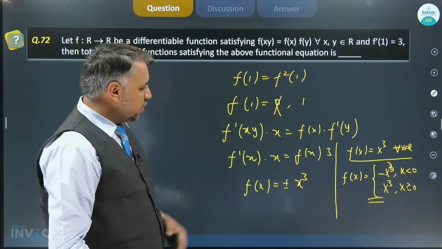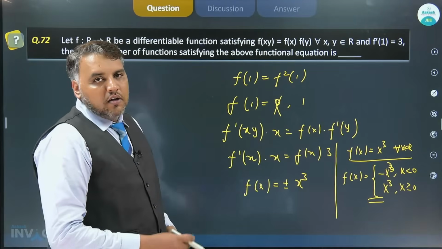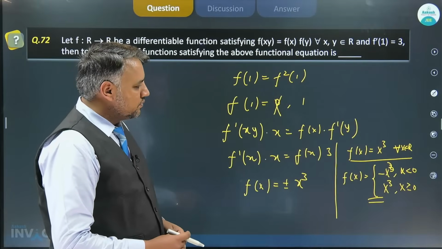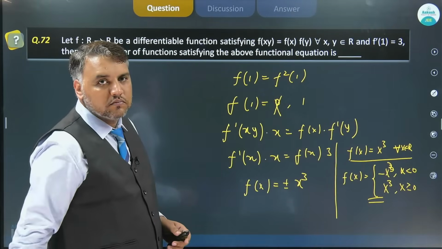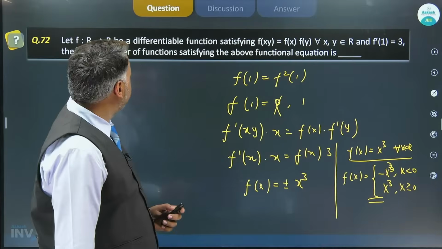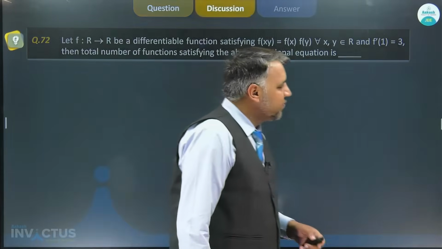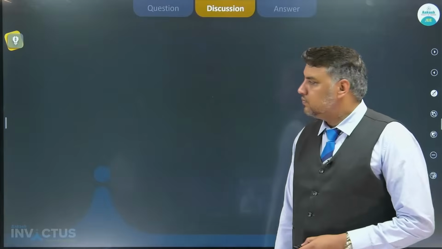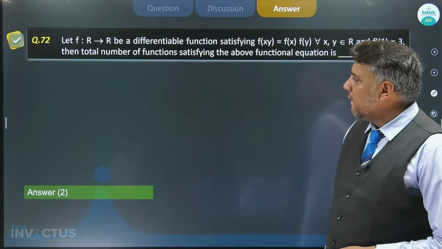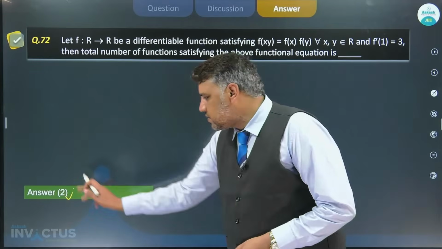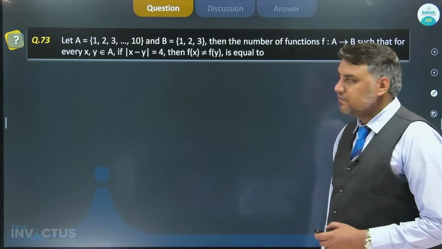Okay, so you can also write this. I think it's okay. There are two possibilities of f(x). Two possible functions are there.